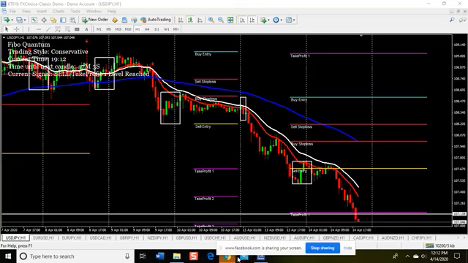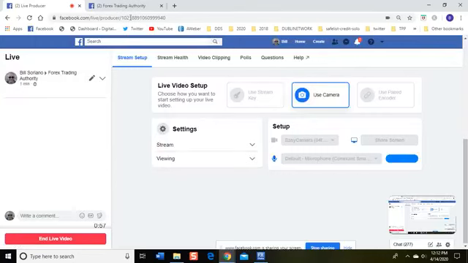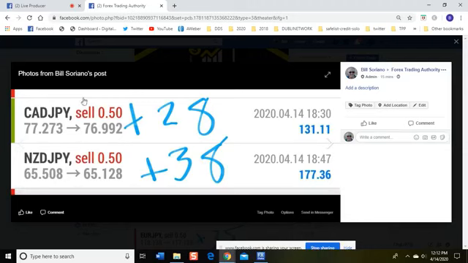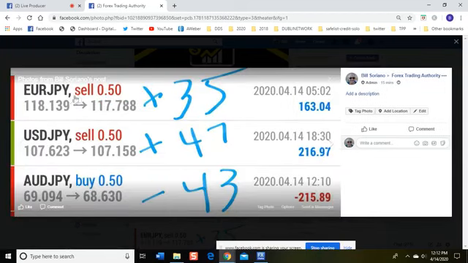Okay, so let's just look in the group here real fast. Where are we at here? So here's the posting in the group. We got 28 pips on this trade here, 38 pips on NZD JPY. We had 35 pips on EUR JPY, so that one actually closed yesterday, but it's still considered today. And then we got 47 on USD JPY, and we lost this one trade here with AUD JPY. We lost 43 pips here. So we ended up winning 4 out of 5, and we gained a little bit over 100 pips on these trades that we closed out today.